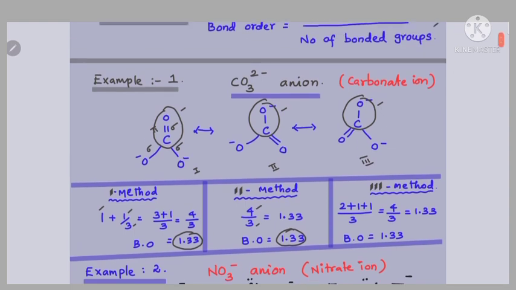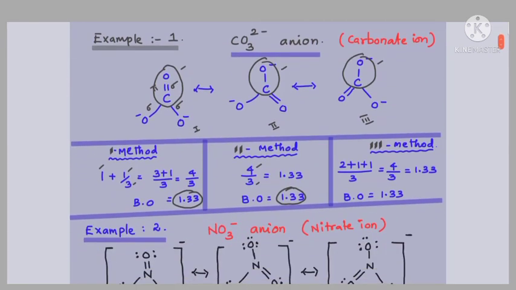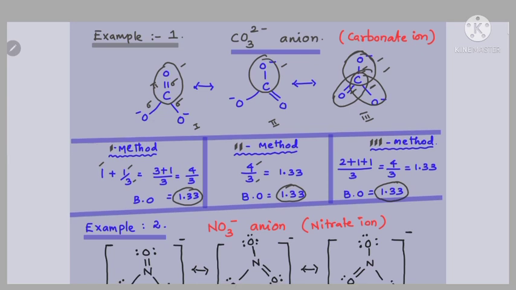The third method: the formula is the total number of bonds divided by the number of bonded groups. For example, in this structure, the total number of bonds is 2 plus 1 plus 1, that is 4, divided by the total number of bonded groups. This one can be considered as one bonded group, this is the second one, and this is the third one, isn't it? So the total number of bonded groups is 3, giving 4 by 3. We are getting the same. So all 3 formulas give the same bond order for the carbonate anion.